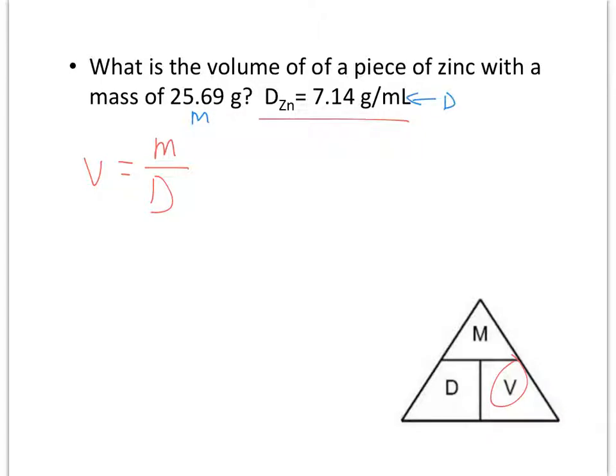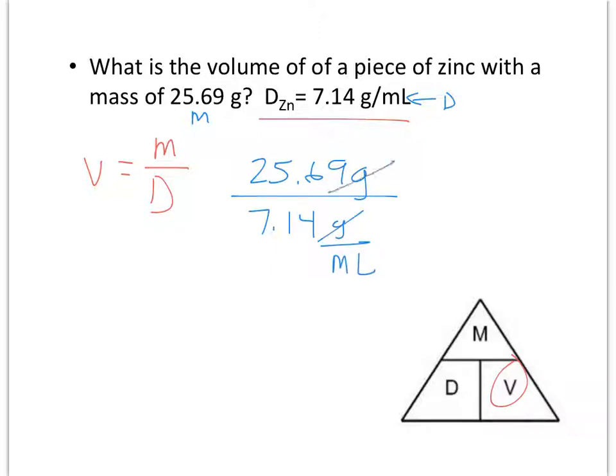So I simply need to take 25.69 grams and divide by 7.14 grams per milliliter. Okay, and my grams are going to cancel. If I multiplied by the reciprocal, then my milliliters would be on the top of that ratio. So when I plug that into my calculator, I am getting an answer of 3.59803 and a bunch of other sig figs.